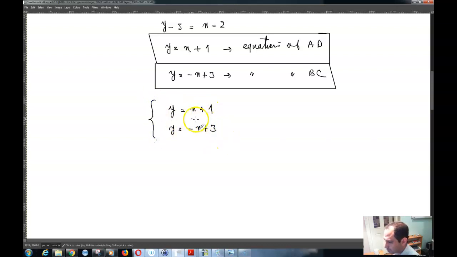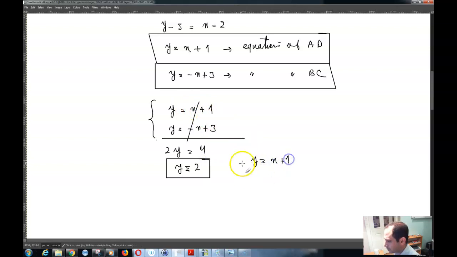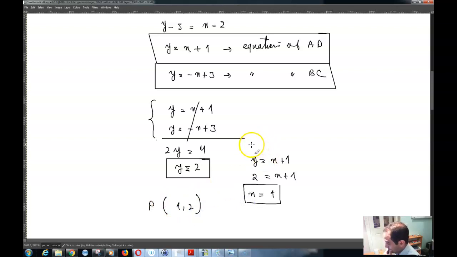if I write y is equal to x plus 1 and y is equal to -x plus 3 and form a system of equations in two variables, if I add these two equations together, the x terms cancel out, and then 2y is equal to 3 plus 1, which is 4. That means that y is equal to 2. Now you know that y is equal to x plus 1. Since y is equal to 2, that means that x is equal to 2 minus 1, which is equal to 1. So the coordinates of the point P are 1, 2.